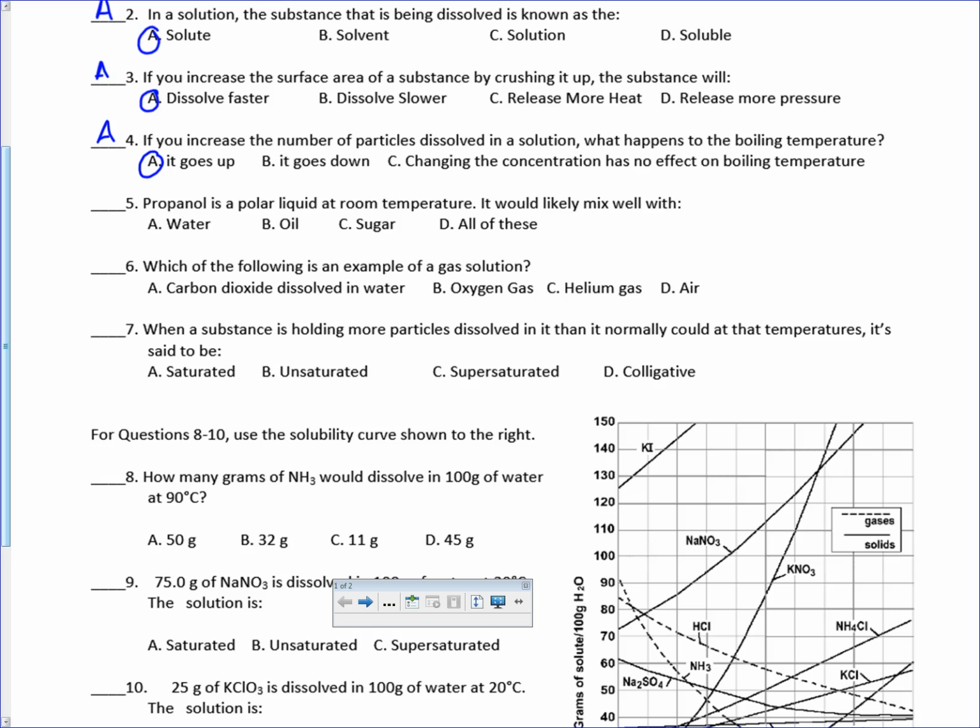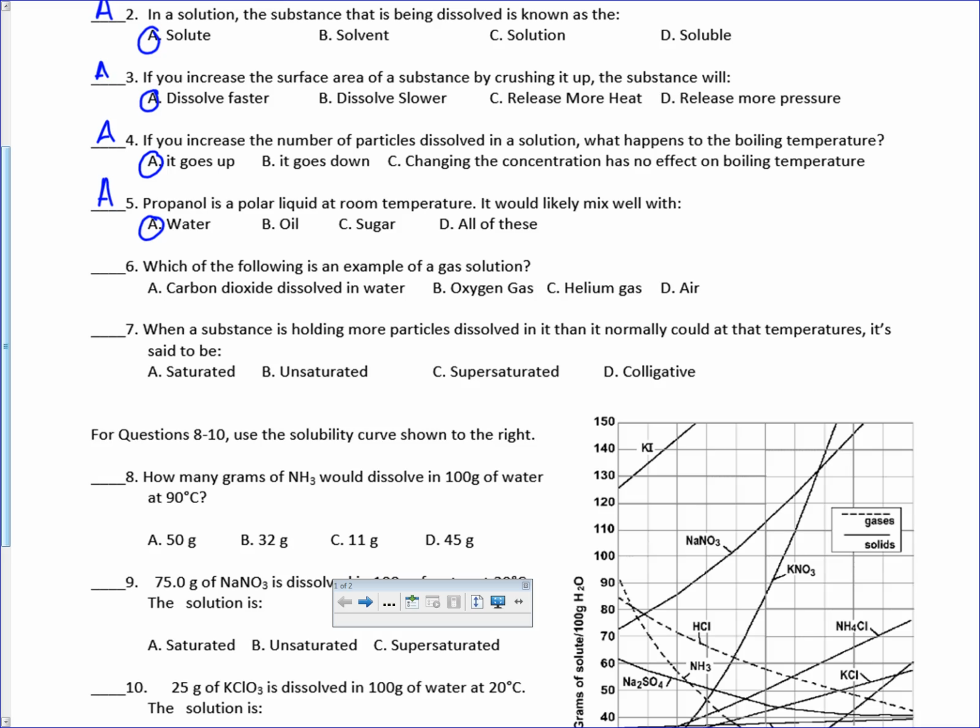Number 5, propanol is a polar liquid at room temperature. It would likely mix with water. Okay, the deal here on this one is that this has to do with the rule like dissolves like. And so polar substances dissolve into other polar substances, nonpolar substances dissolve into nonpolar substances, and they don't mix very well. And so you should know, I've got a list of like 5 different things on the solubility notes that you need to know in terms of whether they're polar or nonpolar so that you can answer these sorts of questions.